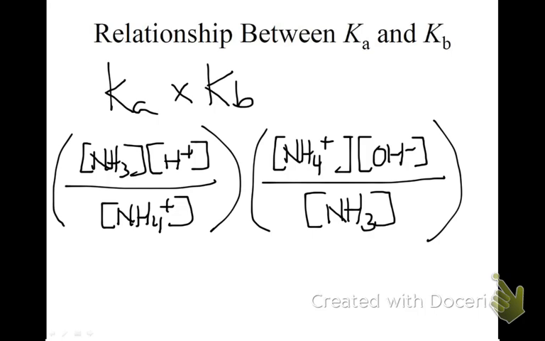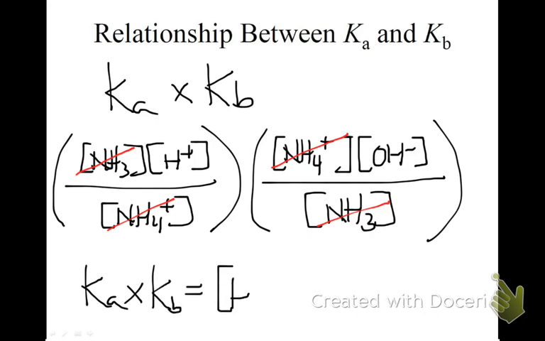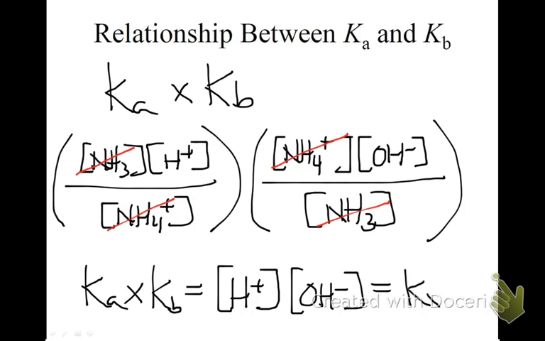So then if we take a look at these two, when we multiply Ka times Kb, what do you know? NH3 will cancel out NH3. NH4 is going to cancel out NH4. So what we're left with when we multiply Ka times Kb is the concentration of H plus times the concentration of OH minus. And what is the concentration of H plus times the concentration of OH minus? Why, it is the Kw, the equilibrium constant of water.